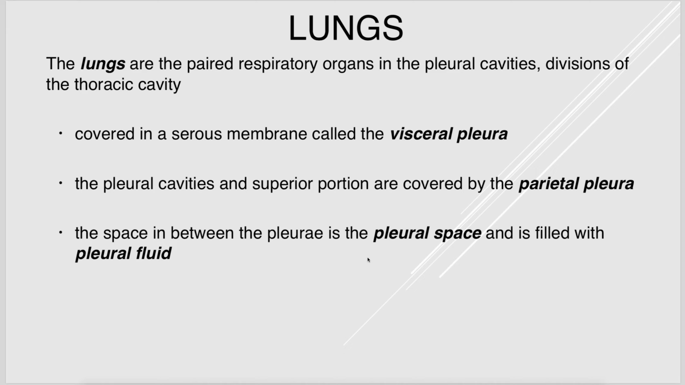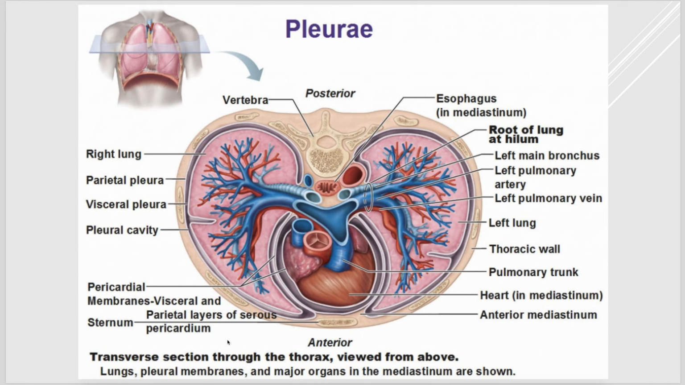Okay, so the lungs are located in the pleural cavities, which are divisions of a larger cavity known as the thoracic cavity. And we talked about the pleura. So kind of like the heart, the pleura are these serous membranes that line the lungs themselves as well as the pleural cavity. So directly on the lung itself is known as the visceral pleura, and then lining the pleural cavity is the parietal pleura. And in between you have the pleural cavity, sometimes called the pleural space. There's fluid in there, and again, the purpose of this is just to reduce friction.